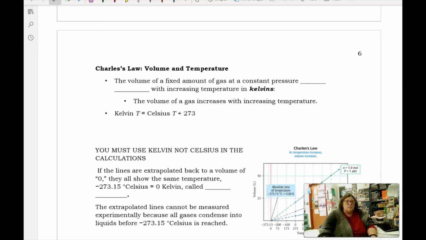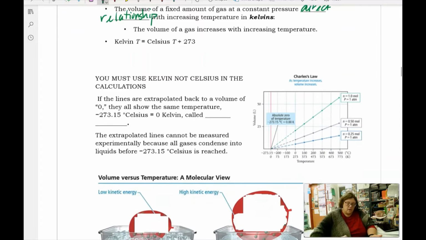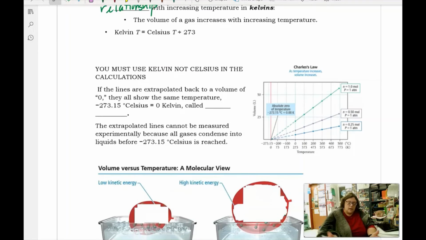Charles' law is a direct relationship. And we have to make sure our temperature is always in Kelvin. All right, 0 Kelvin is also called absolute zero. If you were to take a gas and compress it down so that its volume was extremely tiny, the temperature of that gas at that very tiny point should be 0. That's why we can't use negative numbers.